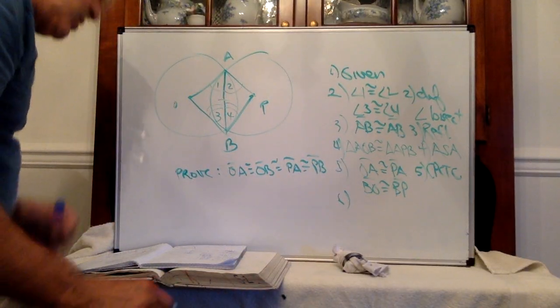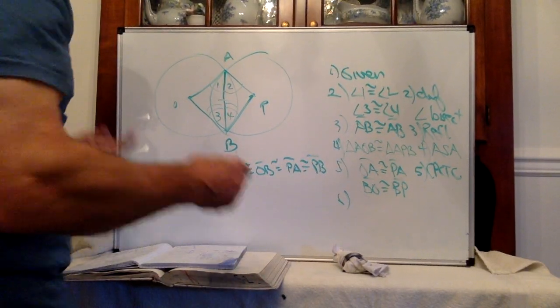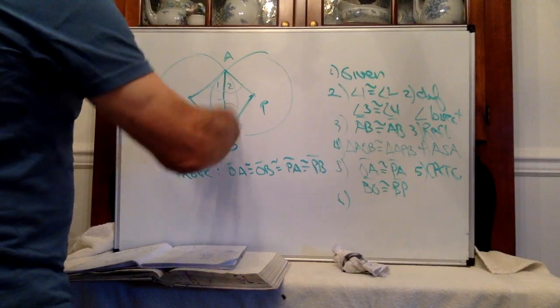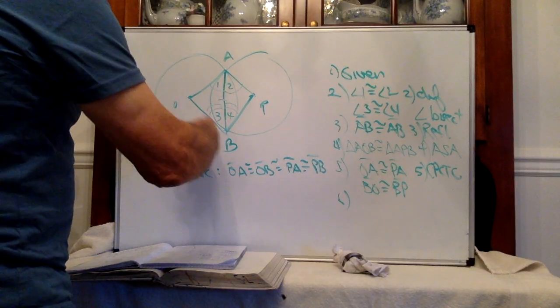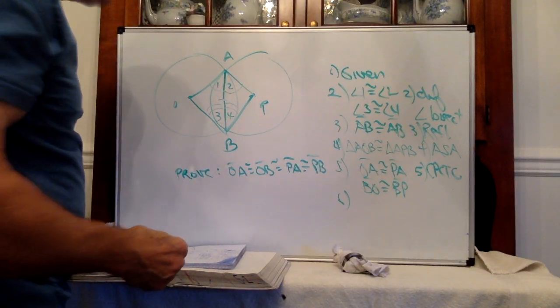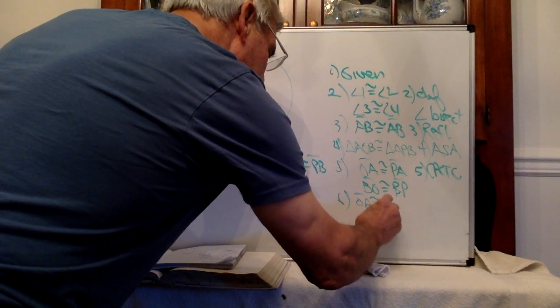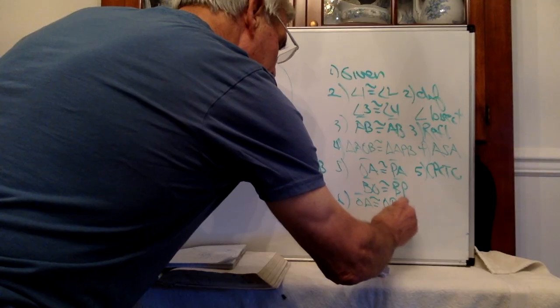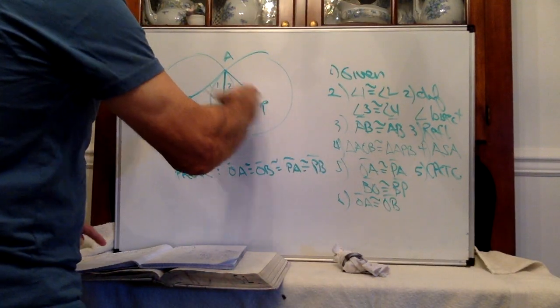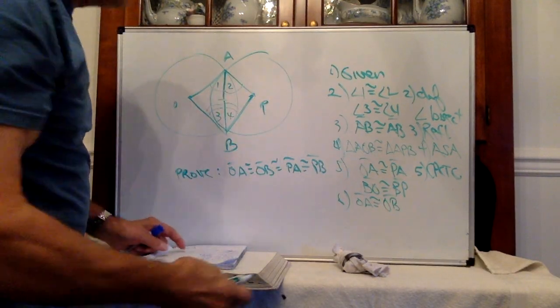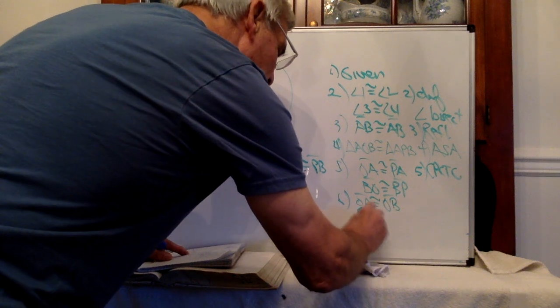All right, once those are congruent, then I can make the following statement. In circle O, OA and OB are radii. Therefore, they're congruent. In circle P, PA and PB are radii. Therefore, they're congruent.